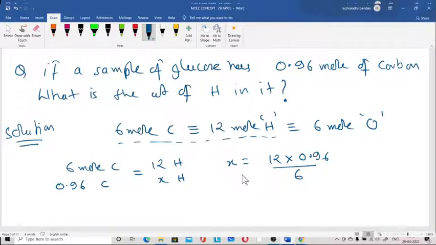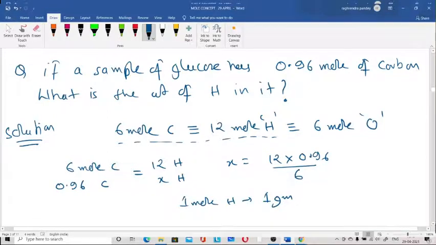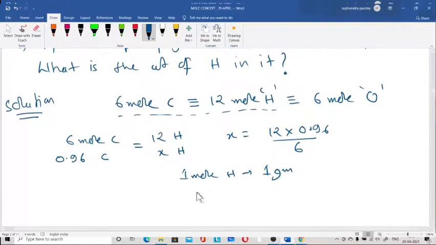Now each mole of hydrogen contains 1 gram. 1 mole hydrogen is 1 gram. So X mole hydrogen will be X gram. So there is no problem. 16 sixes are 96, then it will be 12 into 16, that you can do. Okay, any doubt in that?